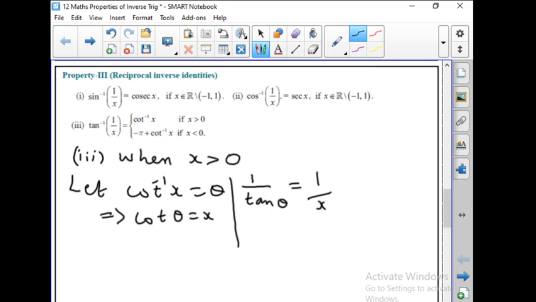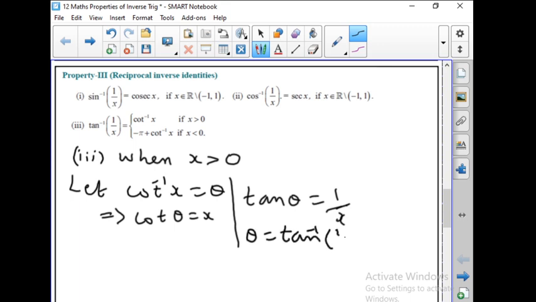So, 1 by x is tan theta. Or we can also write it like this: cot theta is x, therefore tan theta is equal to 1 by x. So, what is theta? Theta is equal to tan inverse of 1 by x.